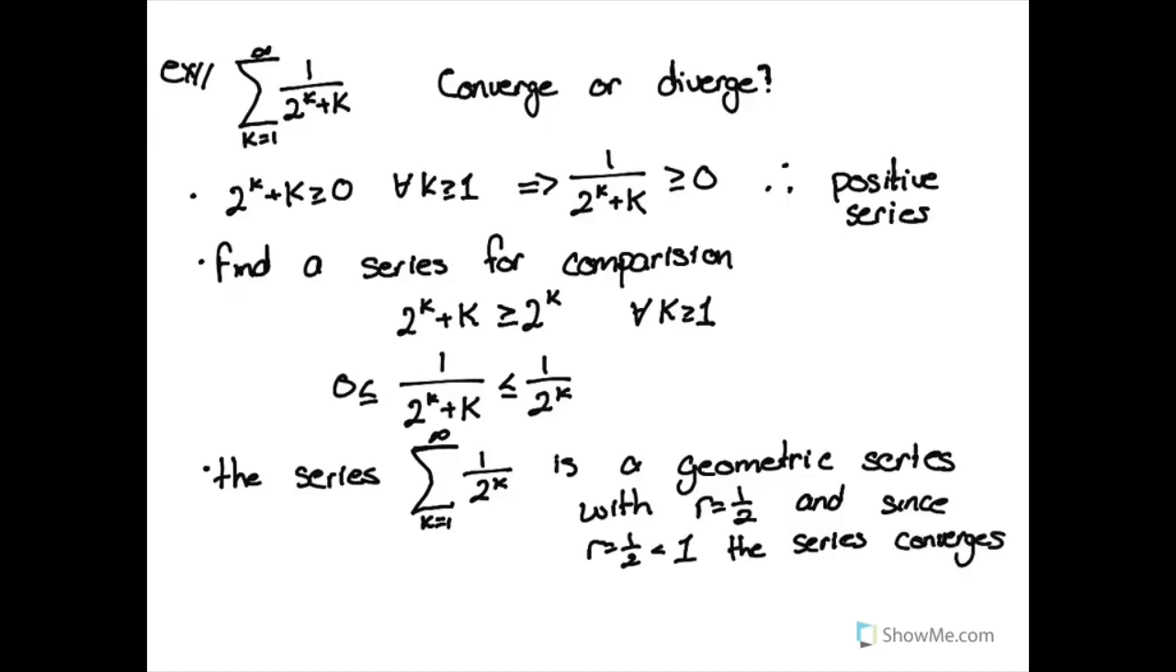Right? So in conclusion, by the comparison test, which I'm going to denote CT, because this series 1 over 2 to the k converges, and it's larger than the original series we started with, the original series also converges. So the original series, 1 over 2 to the k plus k, converges.